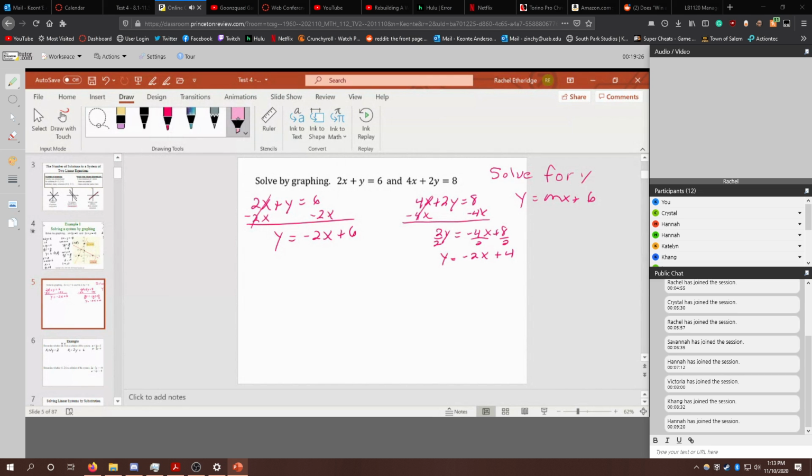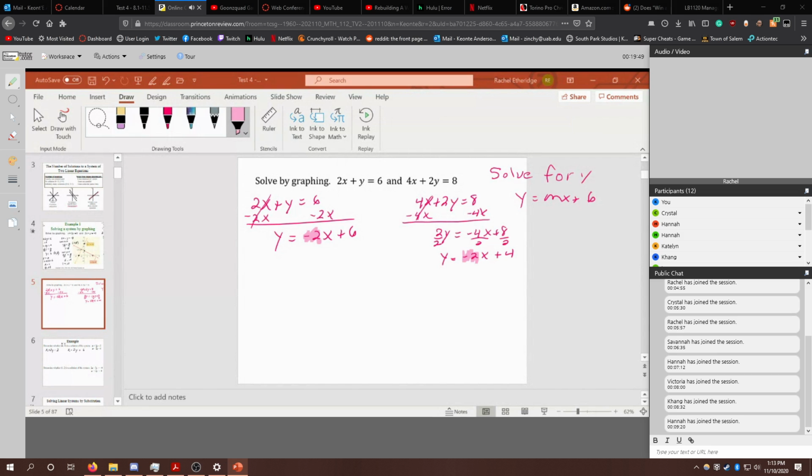Now, I want you to notice something right here. Anytime you solve for y, when you're solving by graphing, it might be a good idea to just go ahead and solve for y, because if you do that and you see that you have the same slopes, if you have the same slopes, then you have parallel lines if the y-intercepts are different.